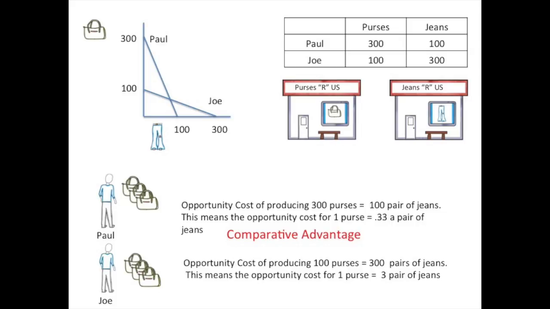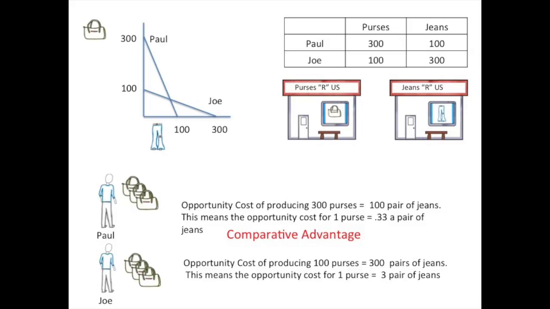If Joe concentrates on purses, he could produce 100 purses, but would have to give up 300 pairs of jeans. To calculate the opportunity cost of producing one purse, you must divide each side by 100. This means that Joe would have to give up 3 pairs of jeans.